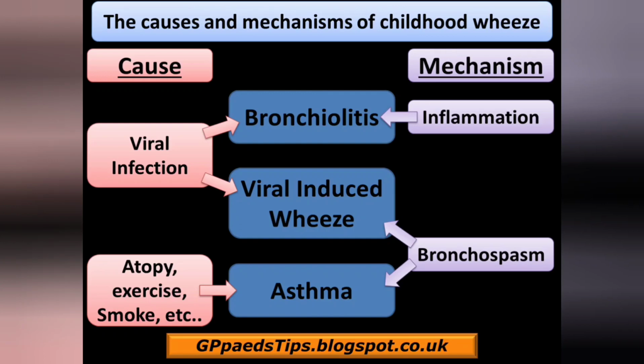The next one is atopy, exercise and smoke. Atopy means a genetic cause. Then there is excessive exercise and smoke. So these are all causes of wheezing. Atopy, exercise and smoke will lead to bronchospasm.